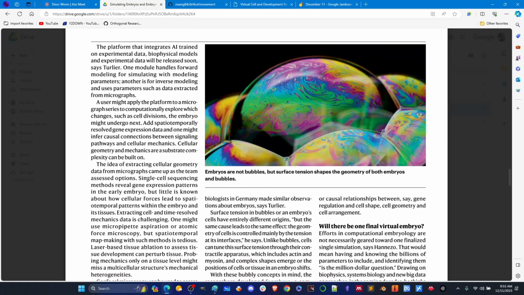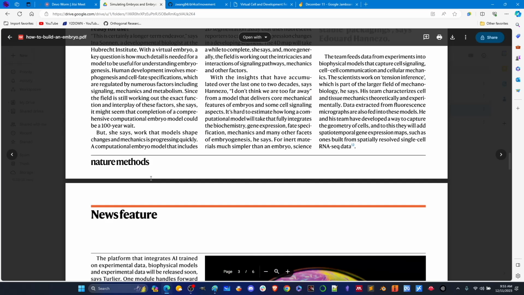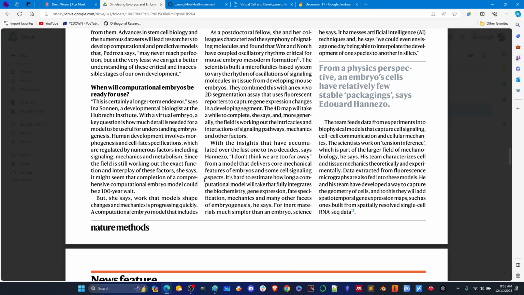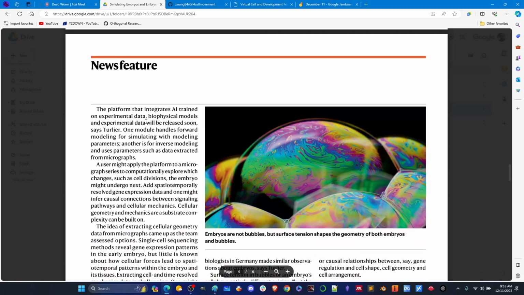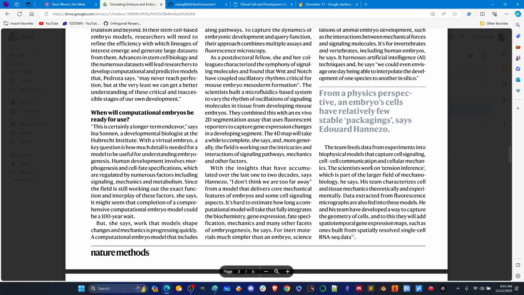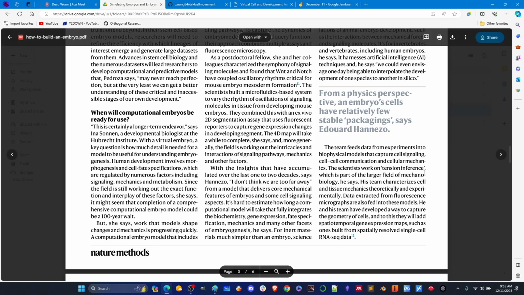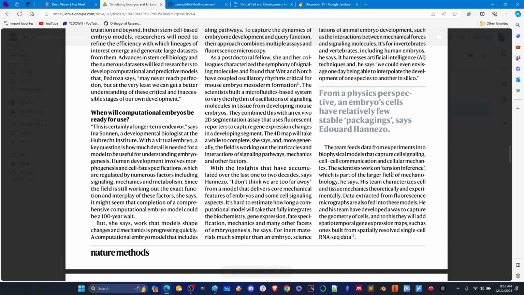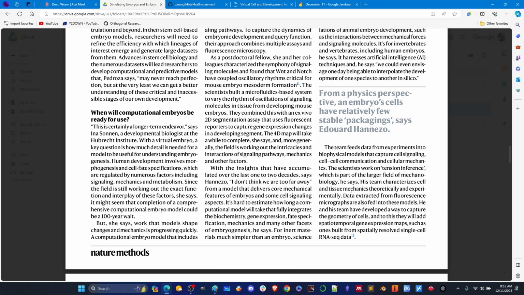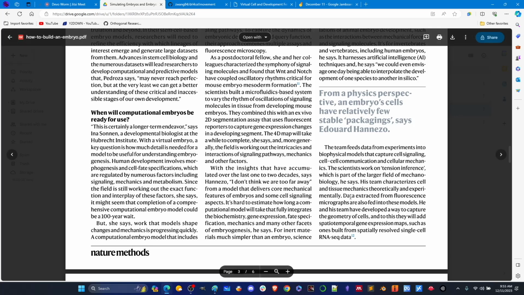And so they talk about here where you can integrate AI into these types of computational embryos. They talk about this platform from one of the groups they're discussing. They're talking about integrating different types of data into the model, so you can look at things like tension inference. I guess this is the Turlier lab, where they are looking at these 4-dimensional maps of tension, and you can characterize cell and tissue mechanics theoretically and experimentally.